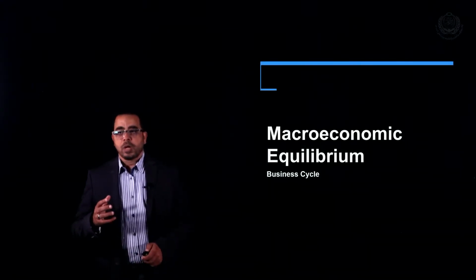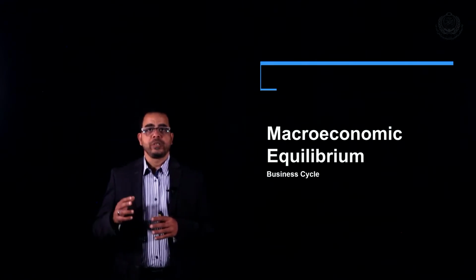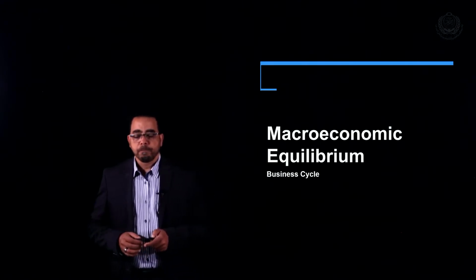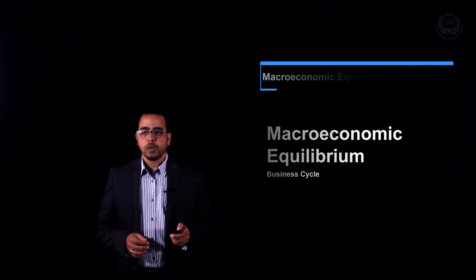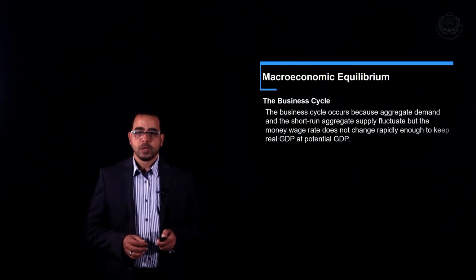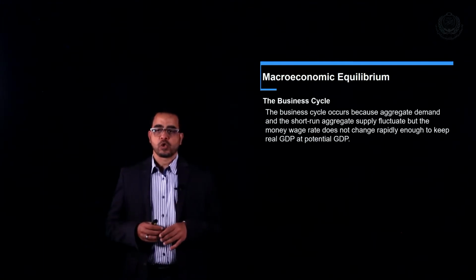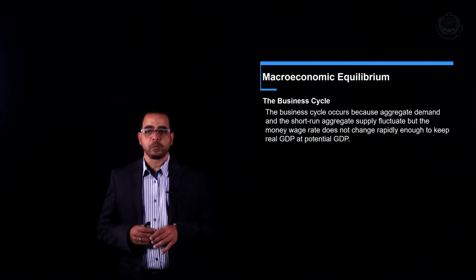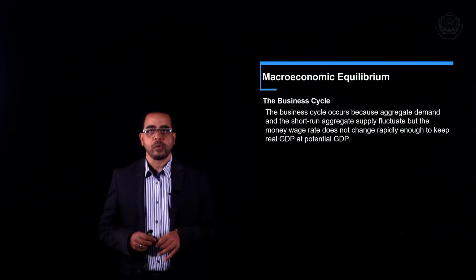In this unit, we're going to talk about how our model, the aggregate demand, aggregate supply, would explain the business cycle. And we'll see a further explanation of inflation. So, the business cycle occurs when aggregate demand and short-term aggregate supply fluctuate, but the money wage doesn't change rapidly enough to keep real GDP at the potential.